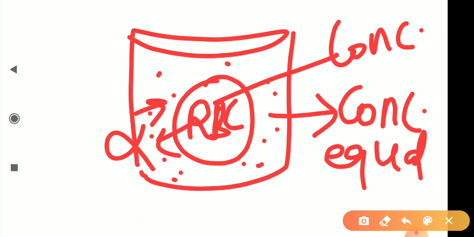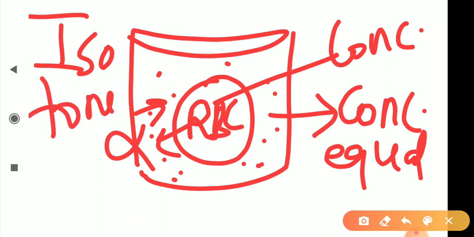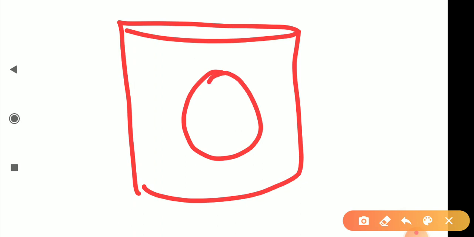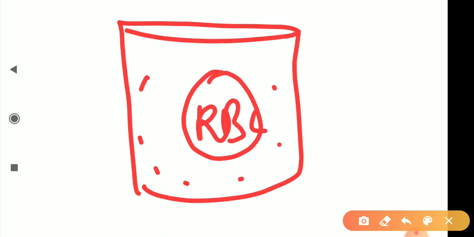So this type of solution, where the concentration inside and outside of the cell is the same, is isotonic. Second is hypotonic. This is the cell. We are going to place an RBC in this solution.